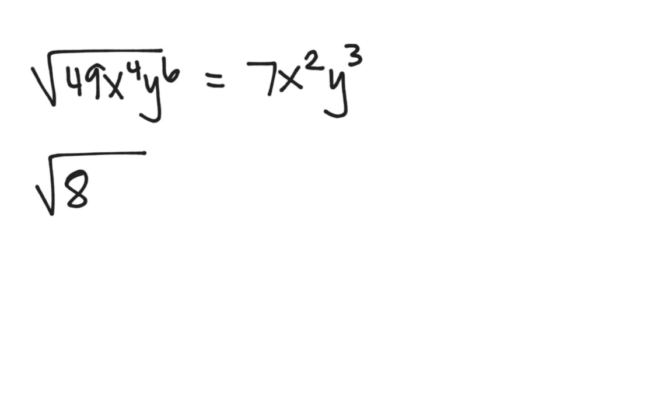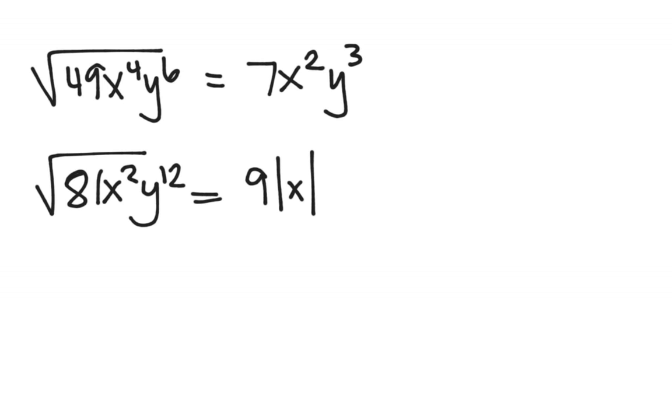Similar idea, we have the square root of 81 x squared y to the 12th. Square root of 81 is 9. Square root of x squared is x. Even root, even power. They match. Absolute value of x. Take y to the 12th. Square root of y to the 12th is y to the 6th. Again, we're dividing our power of 12 by 2.